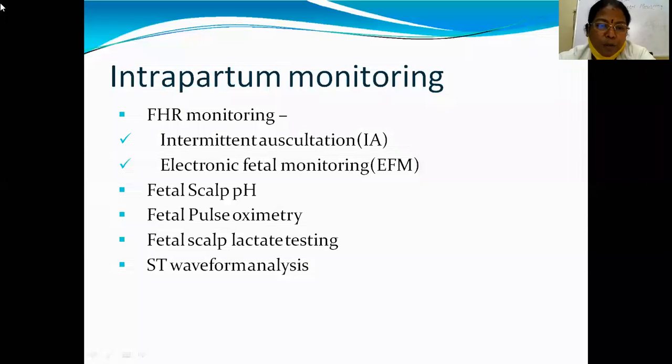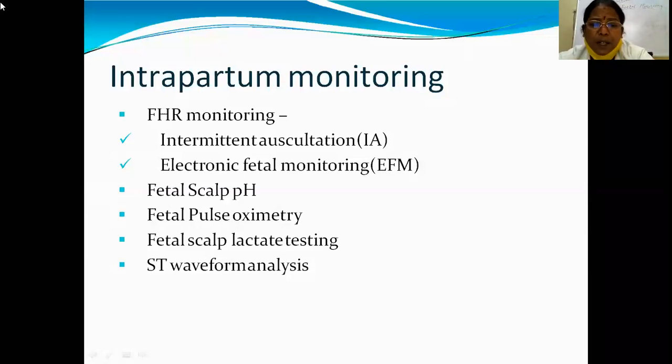So intrapartum fetal monitoring, we can go for FHR monitoring, fetal heart rate monitoring, either by intermittent auscultation or electronic fetal monitoring. All of you must have seen in the labor ward that we have a machine called a CTG machine, where we do continuous cardiotocography. With this electronic fetal monitor, we monitor the uterine contractions and also the fetal heart rate.